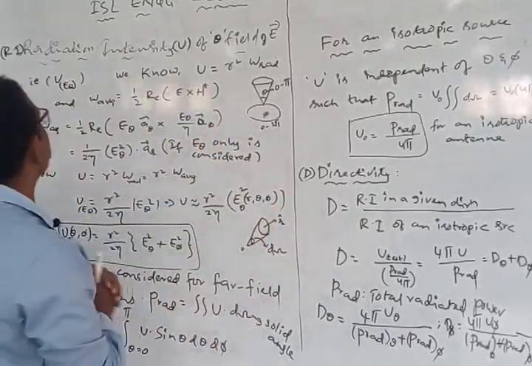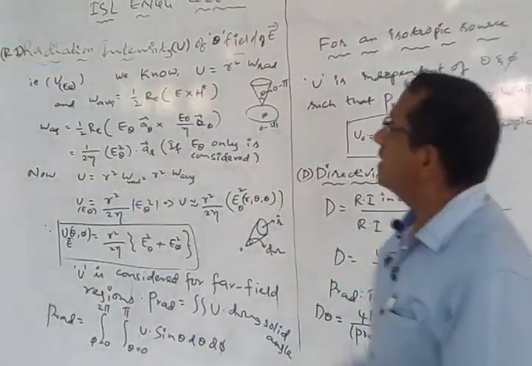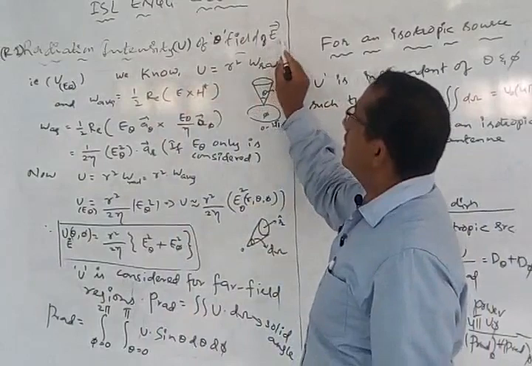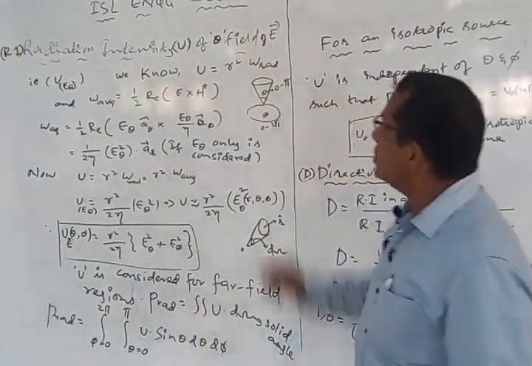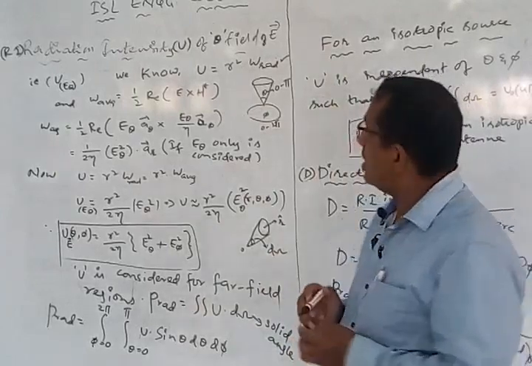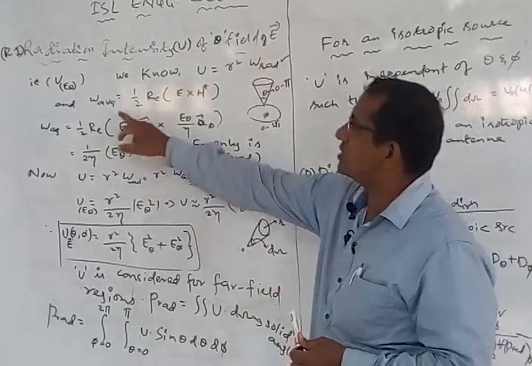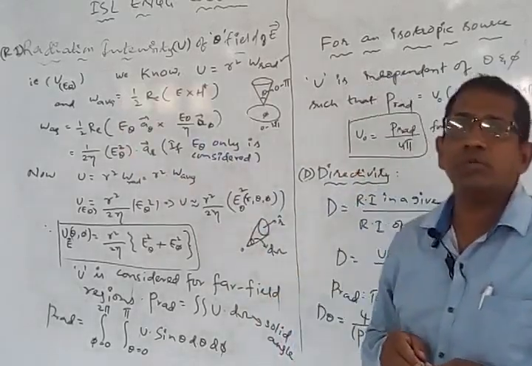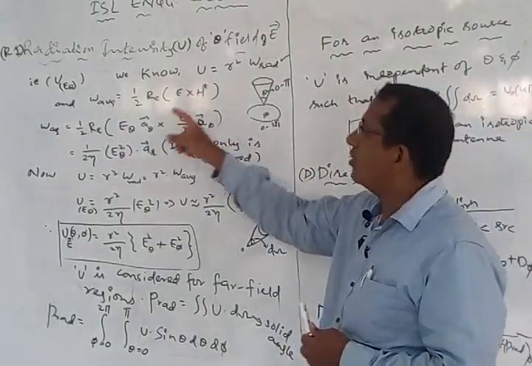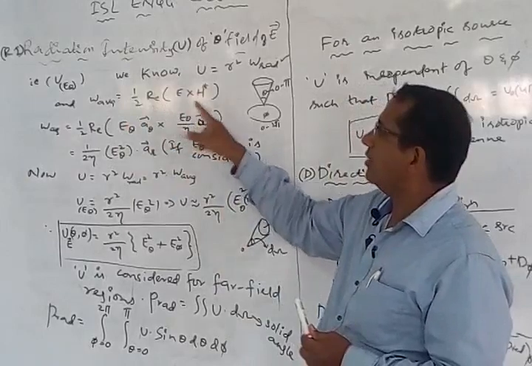So now what we are normally doing here is simply finding the radiation intensity of the theta field of the electric field E. We have already defined this equation just now: U is equal to R square times the radiated power. From the Poynting vector, or the Poynting power theorem, we have already got this: average power is equal to half the real part of E cross H.